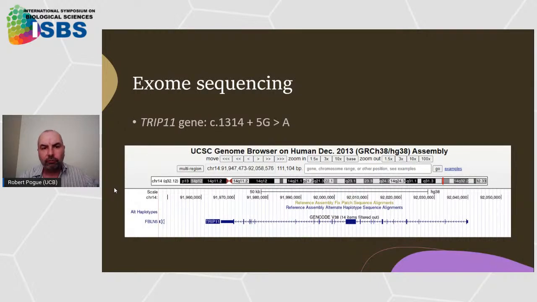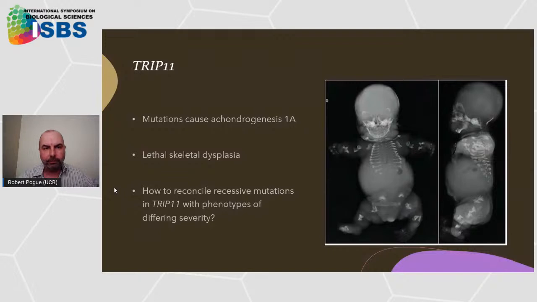And the mutation was in the TRP11 gene, which is located on chromosome 14 and has approximately 21 exons in its longest splice isoform. The mutation that we found was not in the coding region, but was in a predicted splice site at the beginning of exon 9, so a splice donor site.